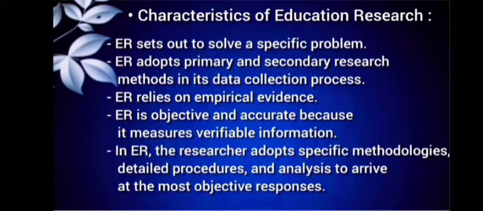Next, the characteristics of educational research. Educational research sets out to solve specific problems. Educational research adopts primary and secondary research methods in its data collection process. Educational research relies on empirical evidence. Educational research is objective and accurate because it measures verifiable information. In educational research, the researcher adopts specific methodologies, detailed procedures, and analysis to arrive at the most objective response.